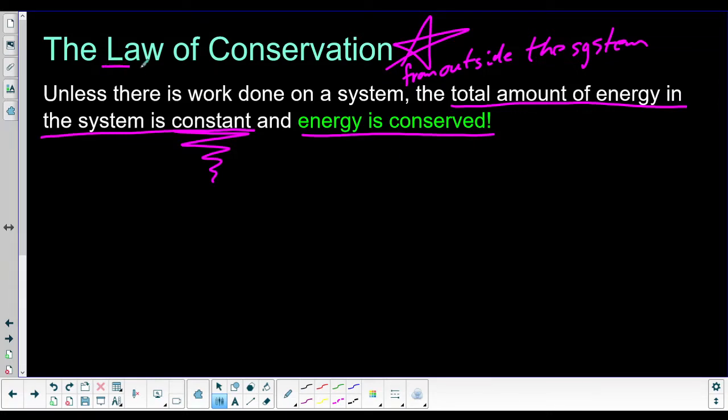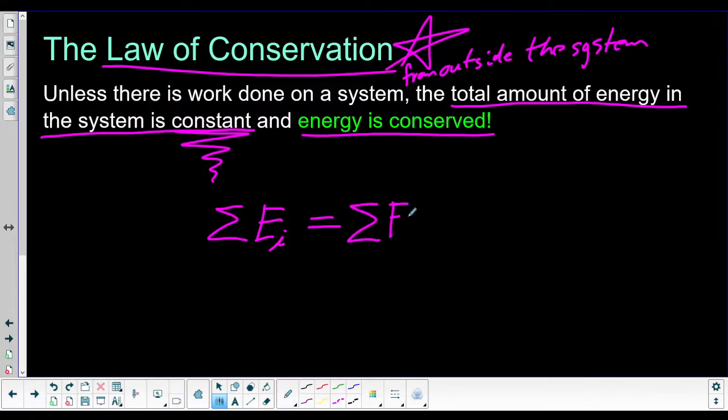Algebraically, the way we write a law of conservation is the sum of all the energies initially. So if you take your kinetic energy, your potential energy, all the energy at the beginning of the problem, all of that energy will equal all of the energy at the end. The total amount of energy in a system is constant unless there's something outside of the system doing work. Okay. I will show you how to use this momentarily.